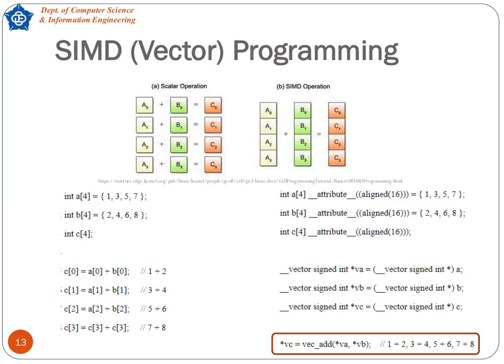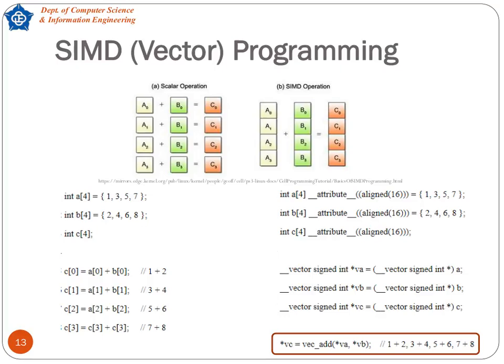On the left, you see four separate additions: A plus B, A plus B, A plus B, and A plus B, each producing C through C in four distinct operations. The C code below reflects that. You declare the arrays and write four individual statements to compute C0 through C3.